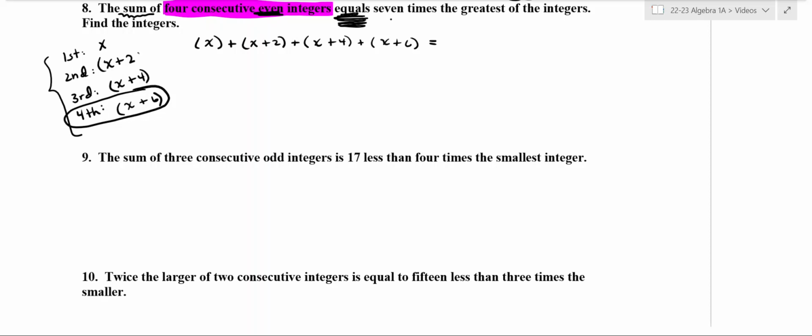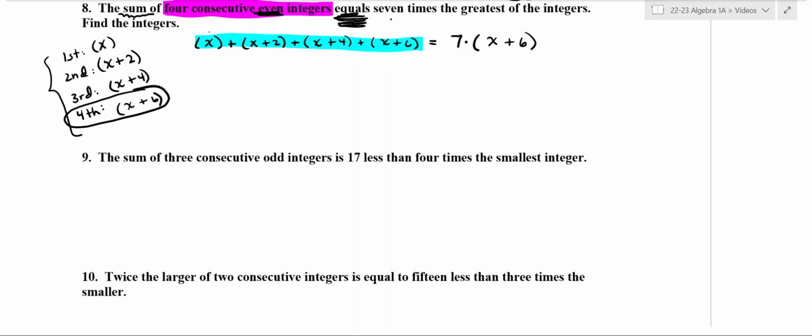Sorry, now I'm stuck putting parentheses on all the numbers. So we want to do 7 times this greatest integer, the x plus 6. So it's going to be equal to 7 times x plus 6. All right, so I'm going to simplify the left, and I'm also going to simplify the right-hand side. I don't have any other colors.